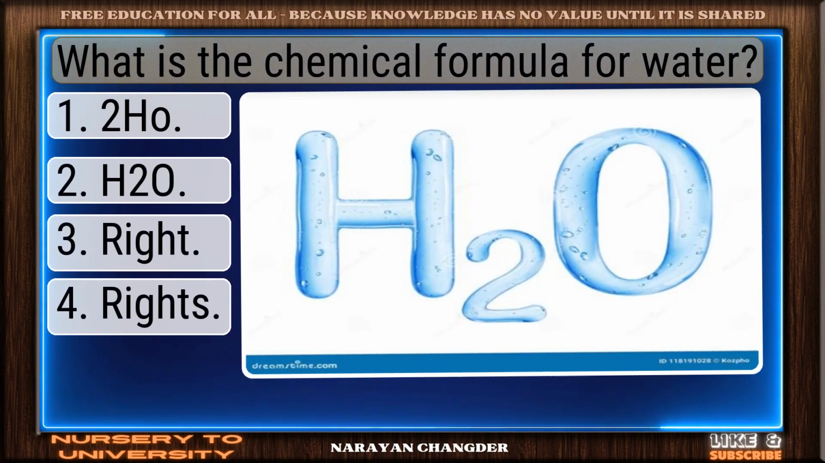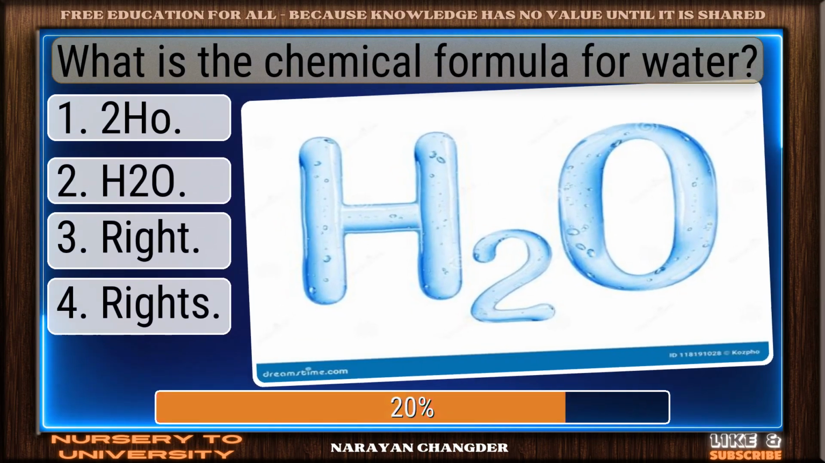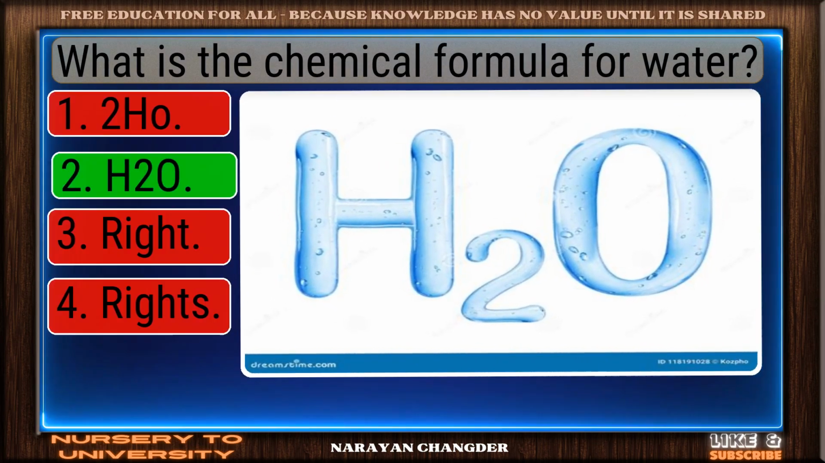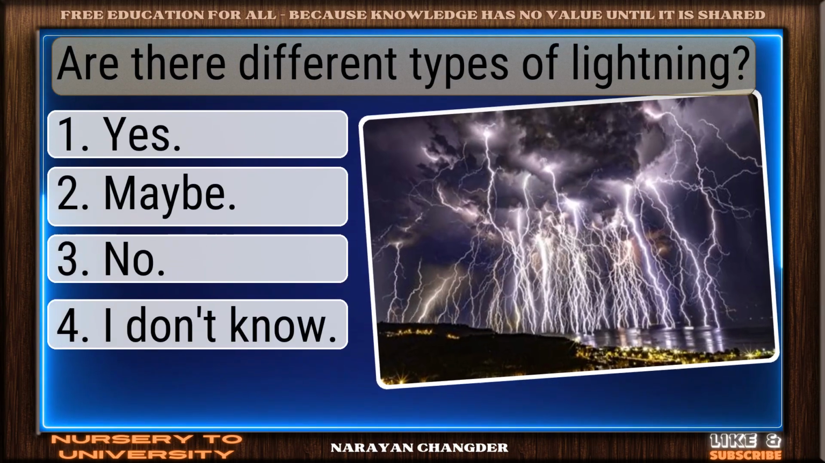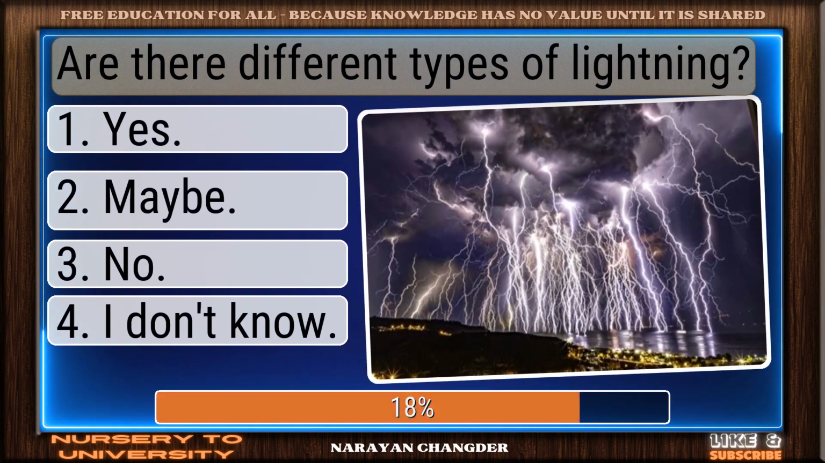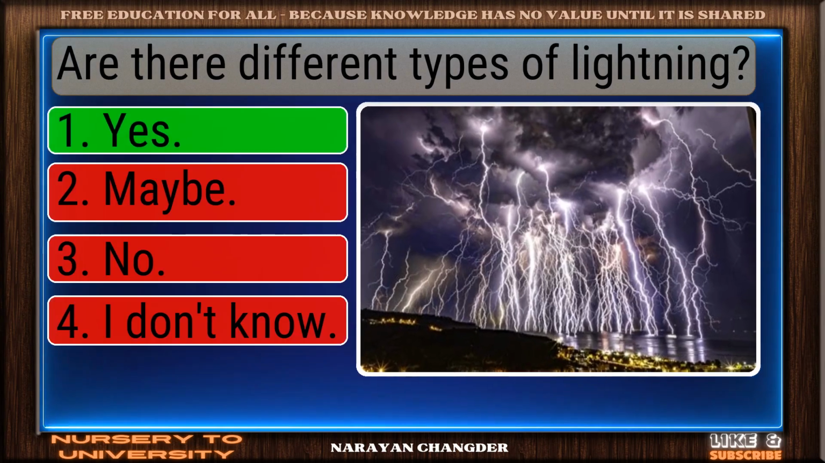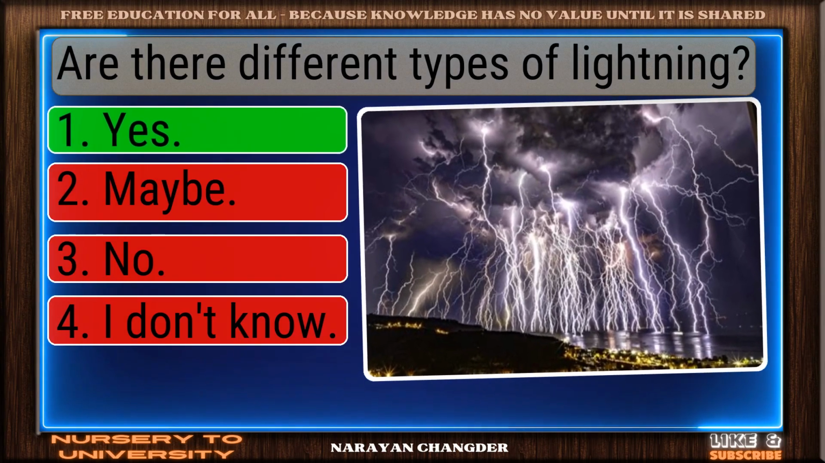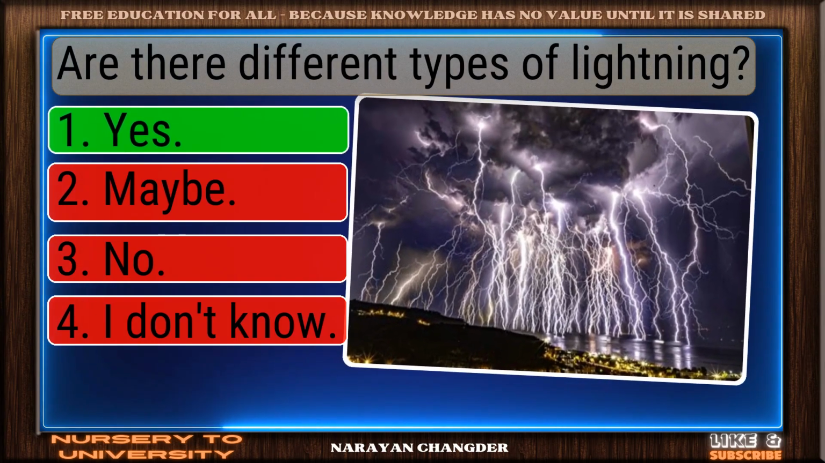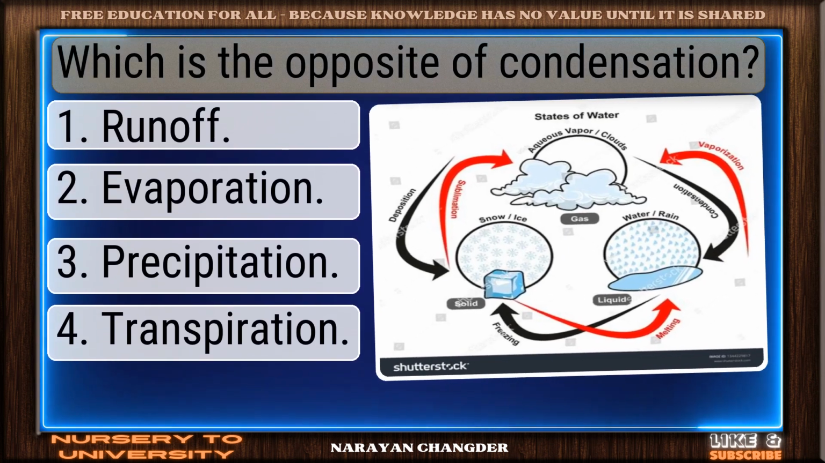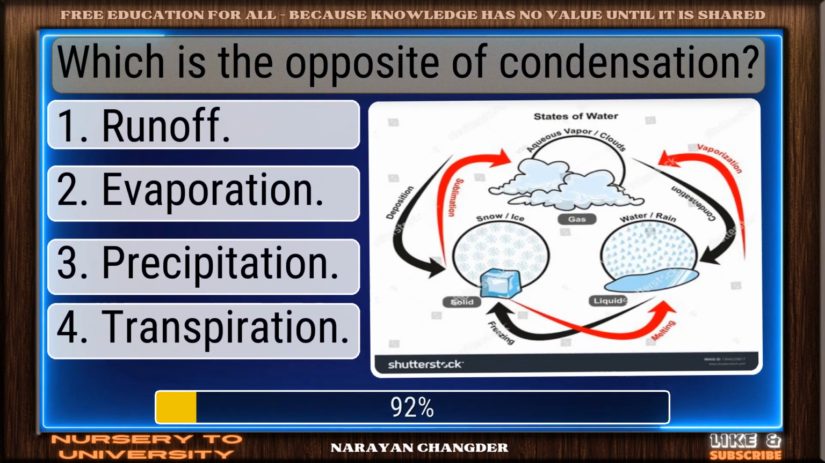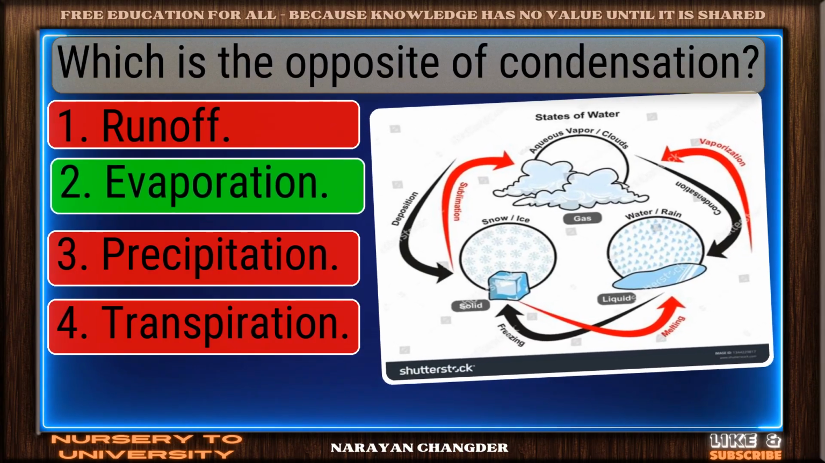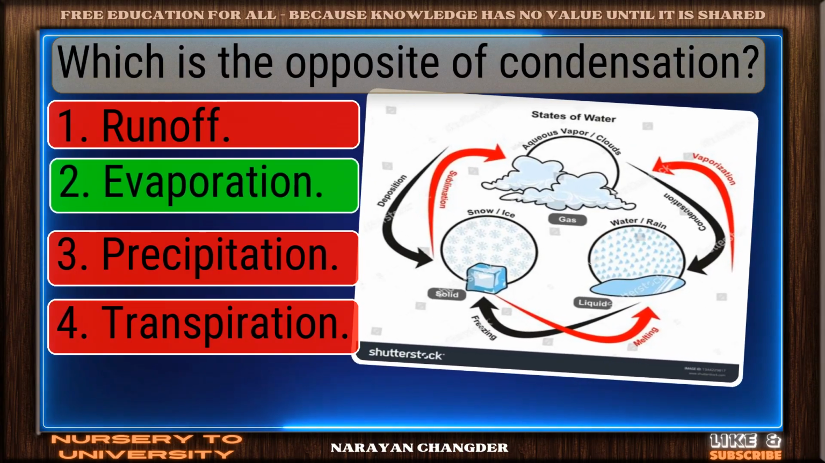What is the chemical formula for water? Well reasoned. 2 is the correct choice. Are there different types of lightning? On track. Yes is the correct answer. Which is the opposite of condensation? Smart move. Evaporation is an accurate answer.